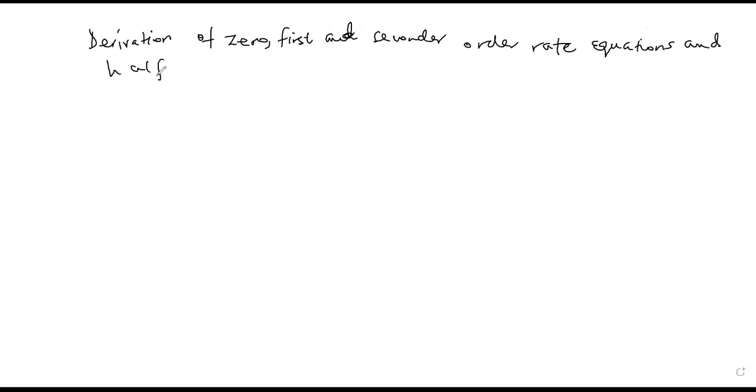Of zero, first, and second order rate equation, and the half-life. So, the mathematical determination or derivation of these orders of reactions. Later, we are going to use this to plot the graphs. We're going to use the derived expressions to plot the graphs.